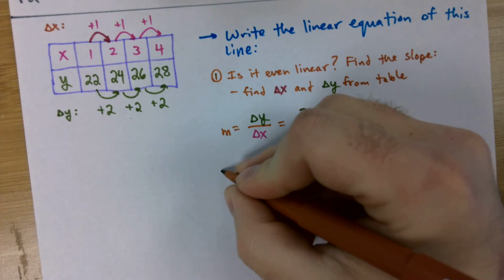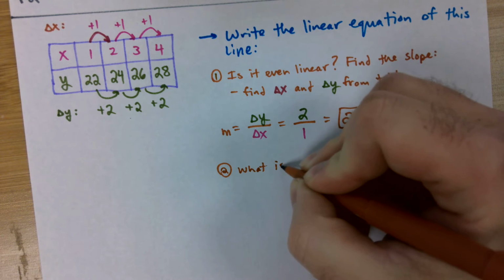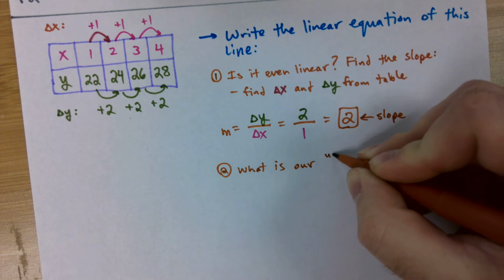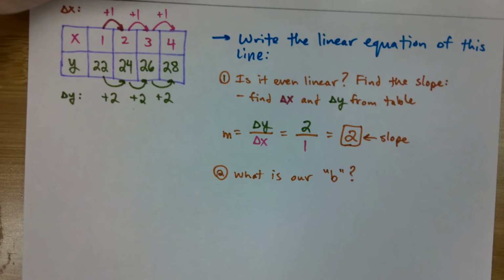Let's go ahead and do the second thing, which is finding the b. So what is our b? Oh, it's crooked. There you go.